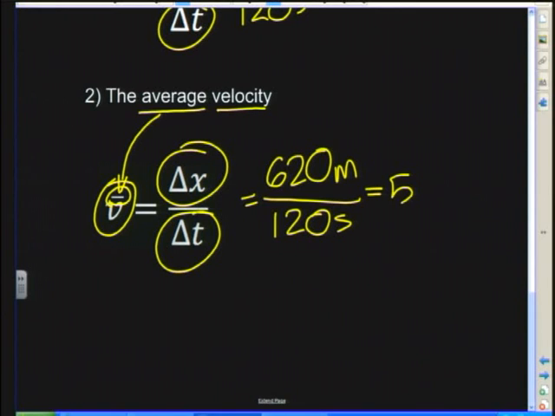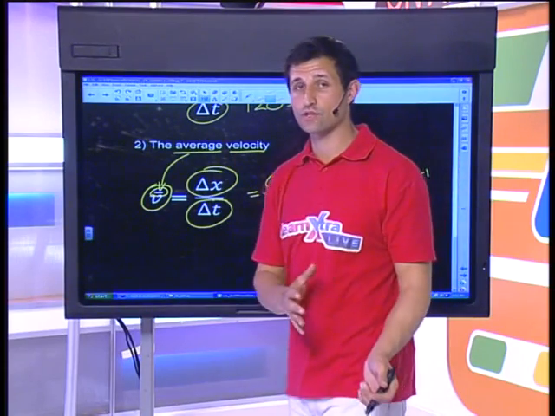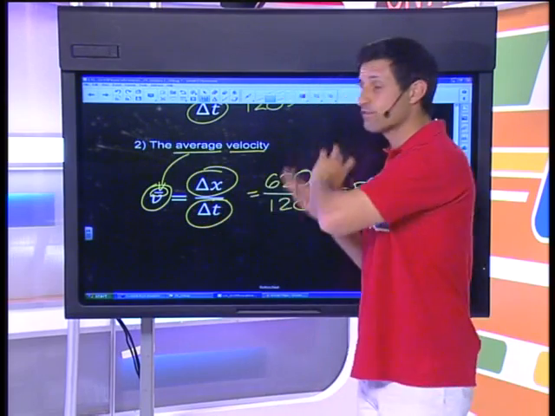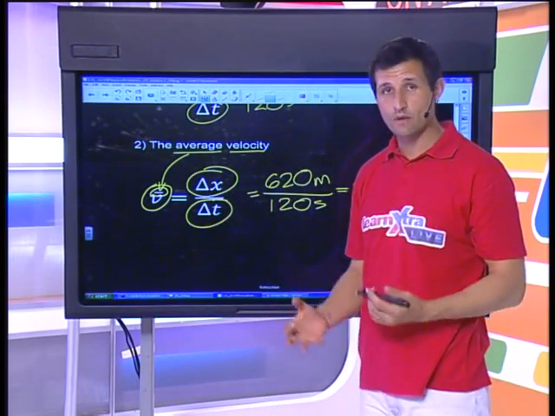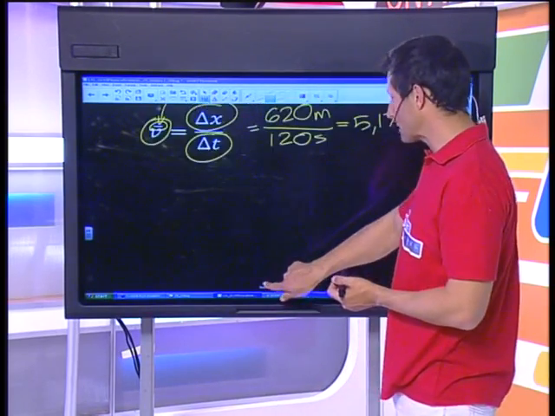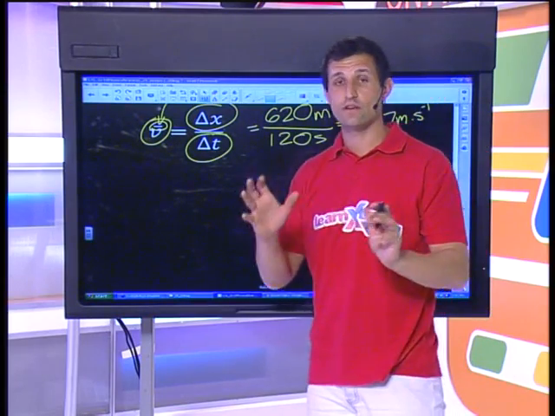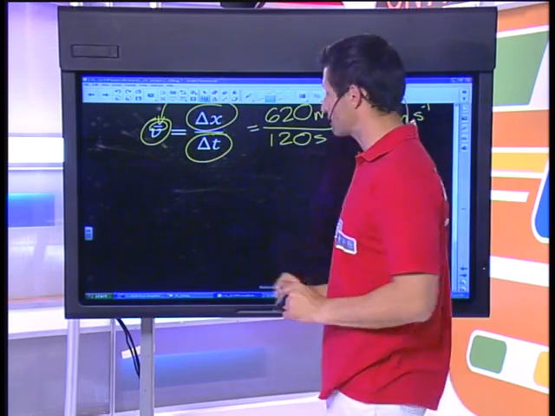So 5.17 meters per second. Now, I'm not done, guys. I told you that if I use displacement, which has a direction, velocity must also become a vector itself. So I've got to write my answer here with the direction. In fact, I lose marks if I don't give vectors with directions.